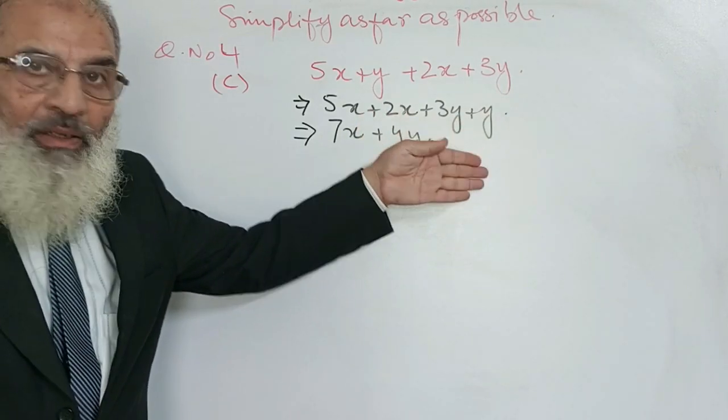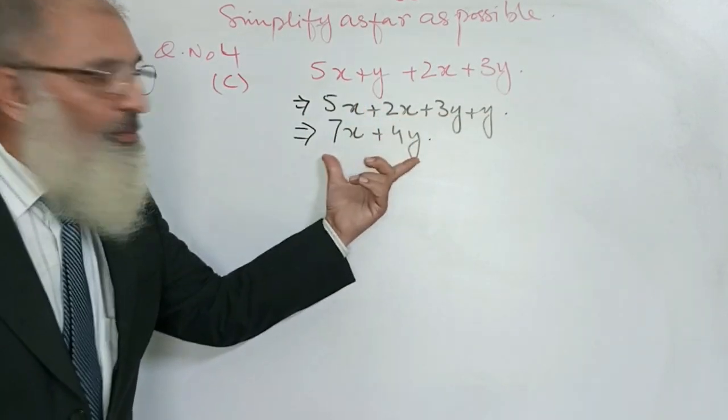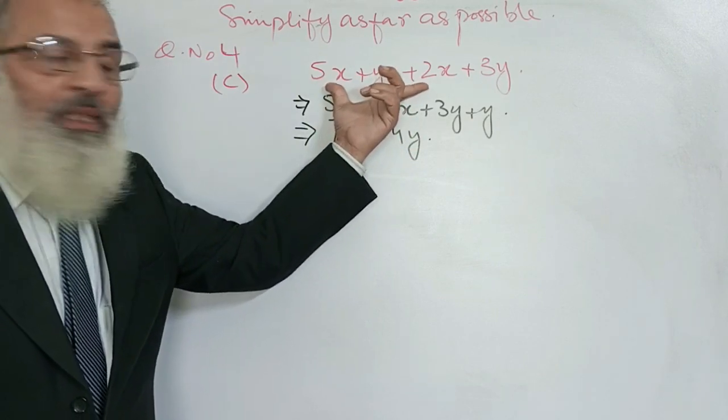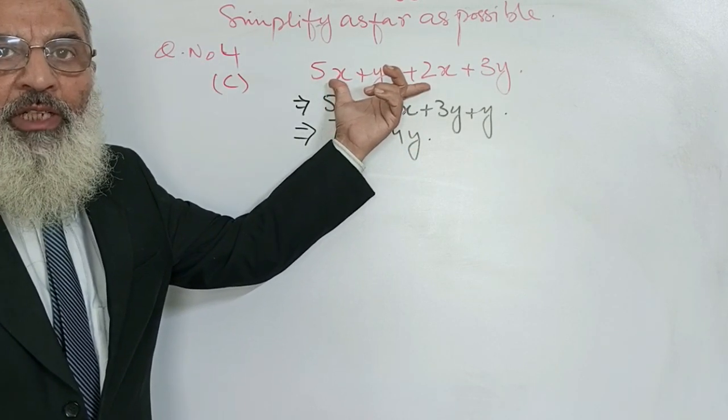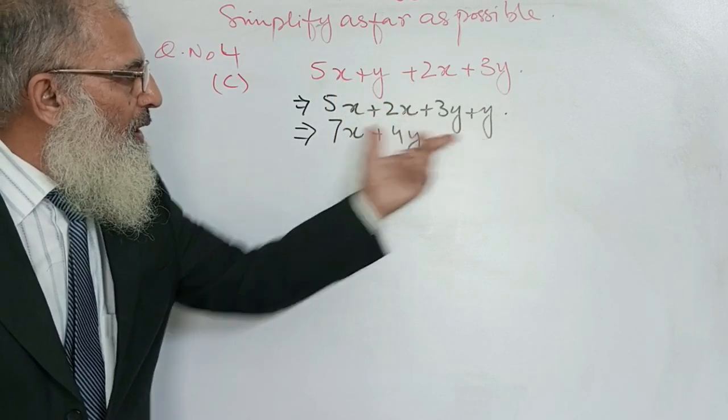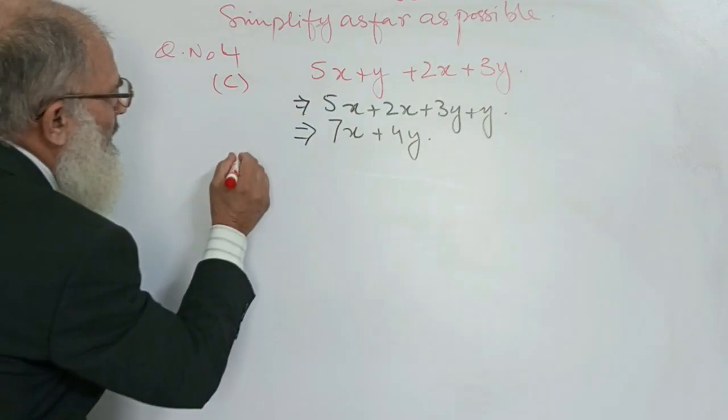You see it, from this you can pick more easily. There may be a chance of making a mistake over here, but from here you can pick all the things very easily.